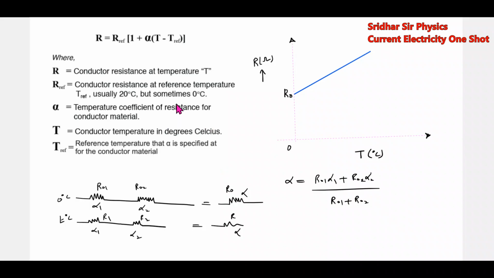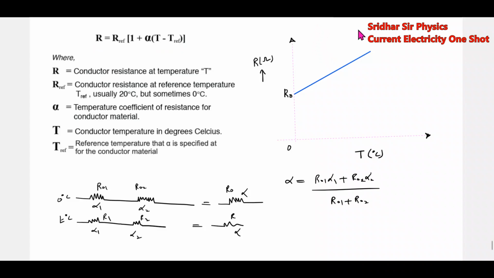Next, we know that as we increase the temperature, the resistance will increase. Why will it increase? As we increase the temperature, the atoms start vibrating about their mean position, and their amplitude and frequency will increase. Due to that, more collisions will occur, and the electrons passing through will encounter more collisions, so the resistance will increase. Therefore, as we increase the temperature, the resistance of a conductor will increase. We write this mathematically by a particular formula.